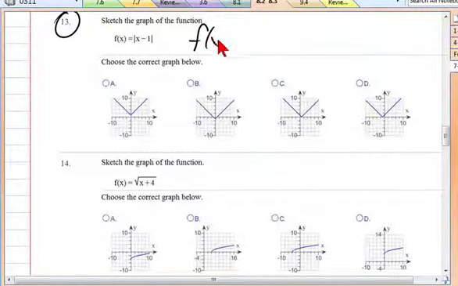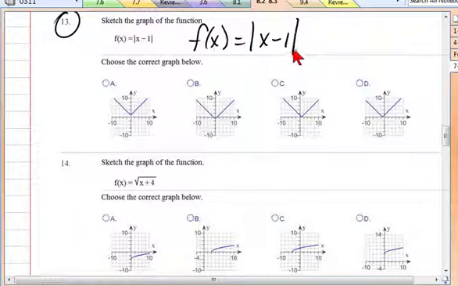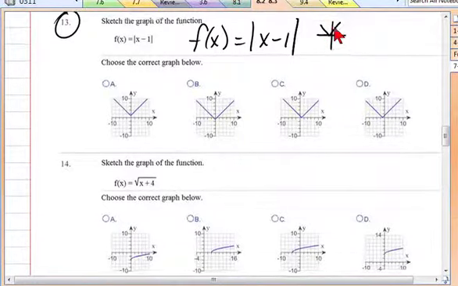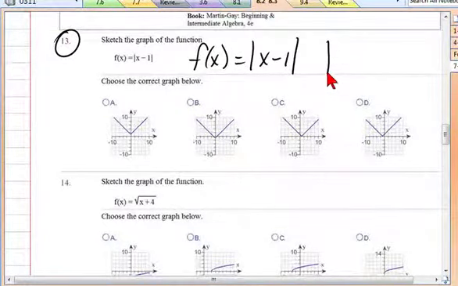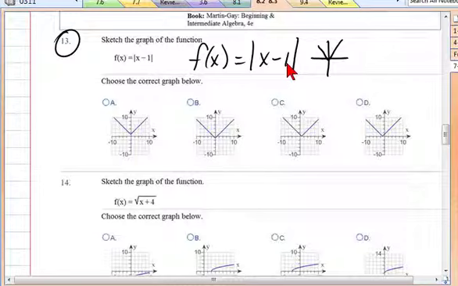Which of these graphs is f of x is equal to absolute value of x minus 1? What does absolute value look like? It looks like a V. And I've got mine sort of, I'll redraw that. That was bad. A little better. All right. Is the minus 1 inside or outside? It's inside, which means it affects it horizontally, in the opposite direction. So which way will it go?